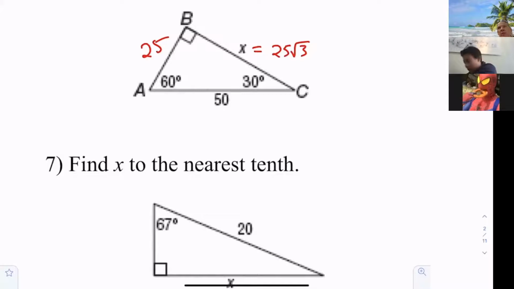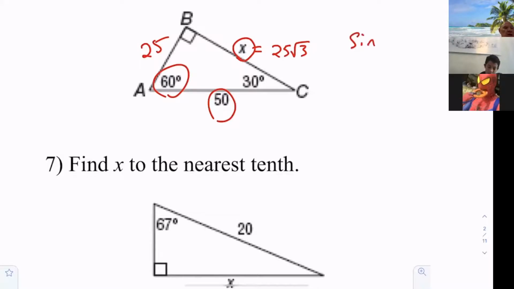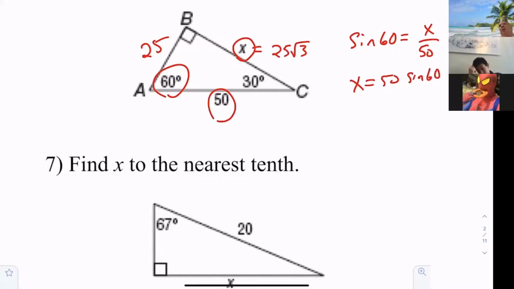Does anybody need me to review those notes? Anybody have any issues? All right, and I'm going to assume, if you forget the rules, we can just set up what? This X with this 60 and this 50. So that would be sine of 60 is equal to X over 50. So X is equal to 50 sine 60. And that will give you the decimal.